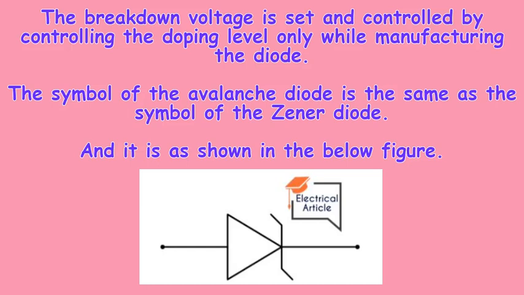The symbol of the avalanche diode is the same as the symbol of the Zener diode. And it is as shown in this figure.